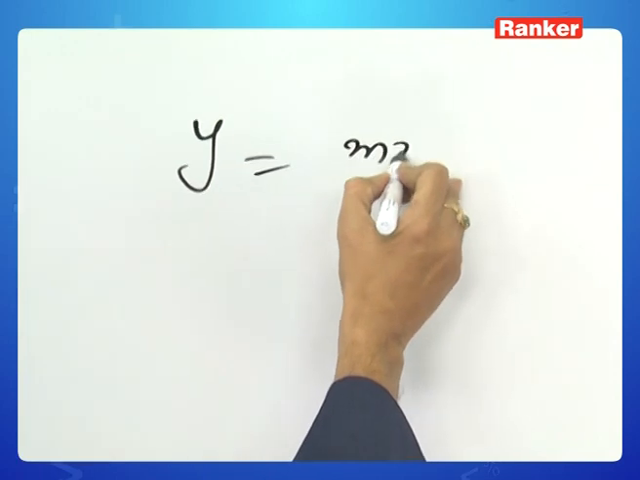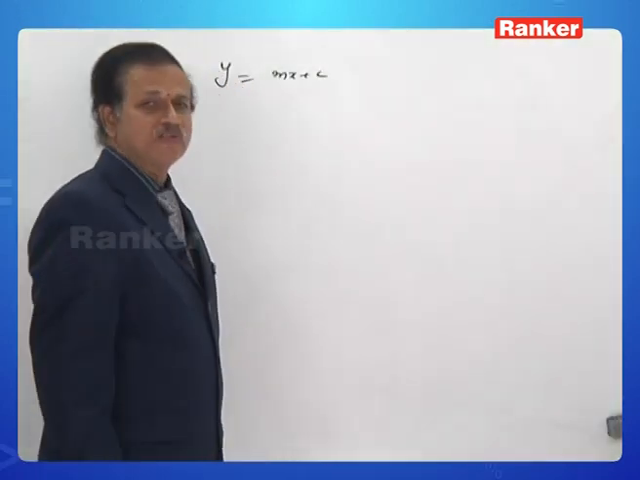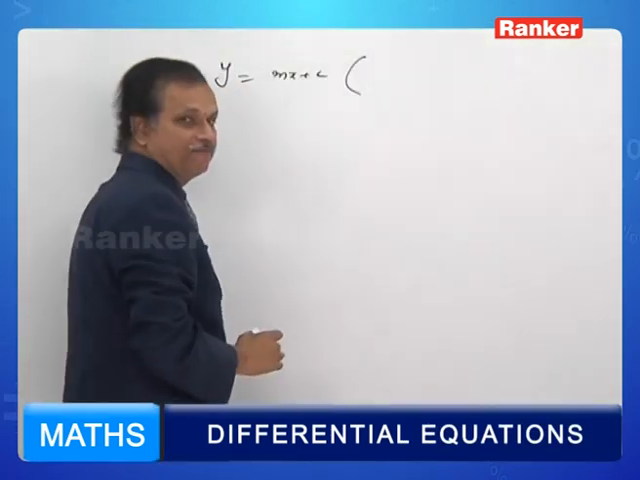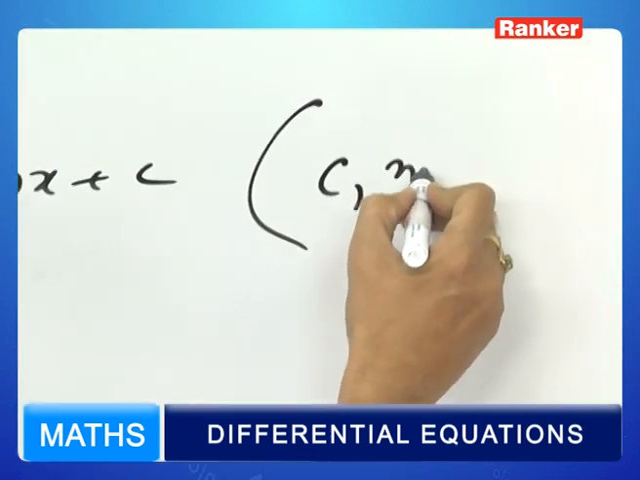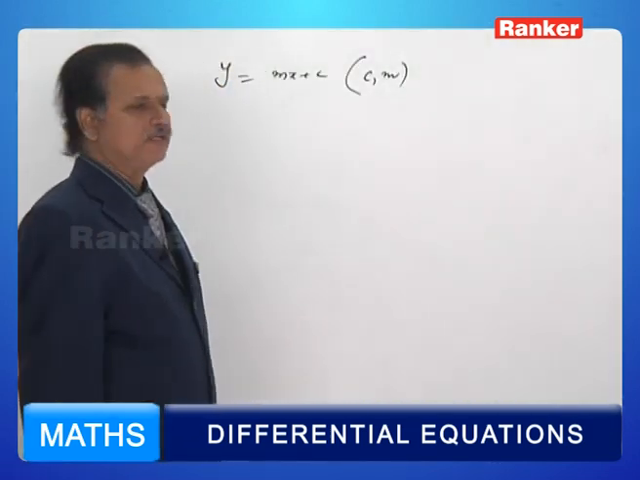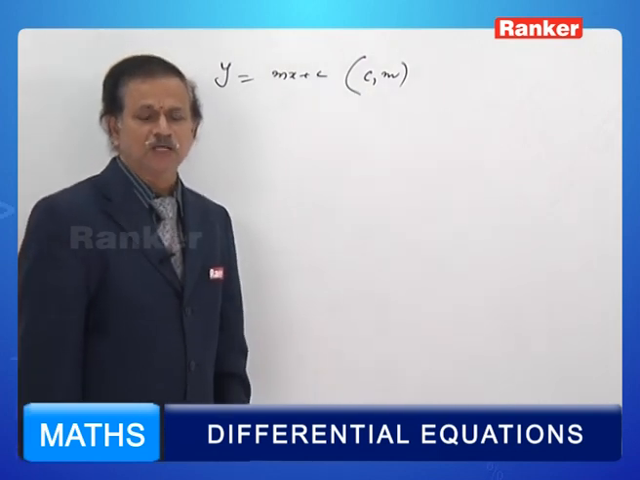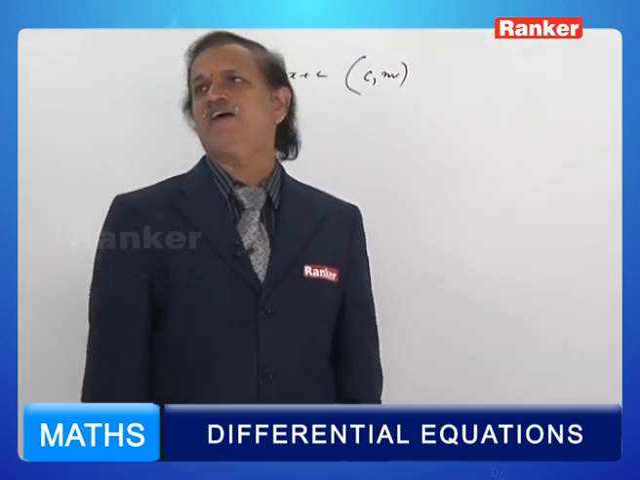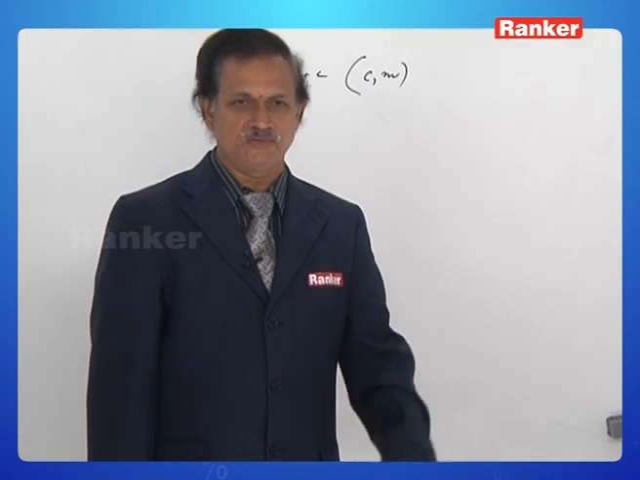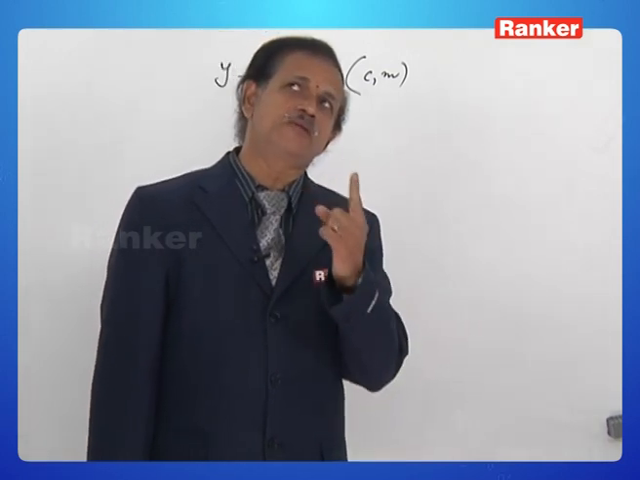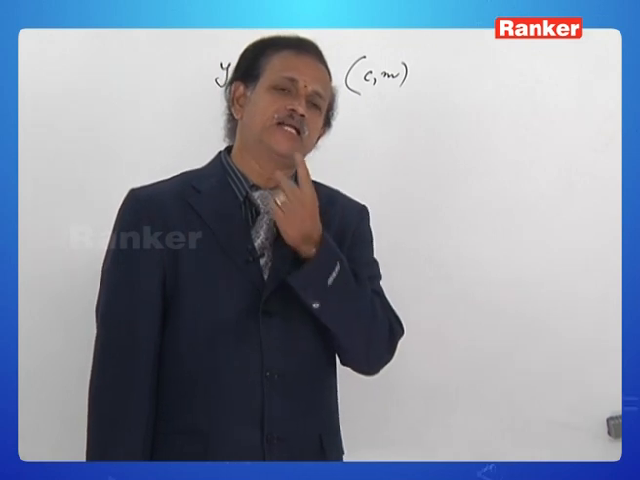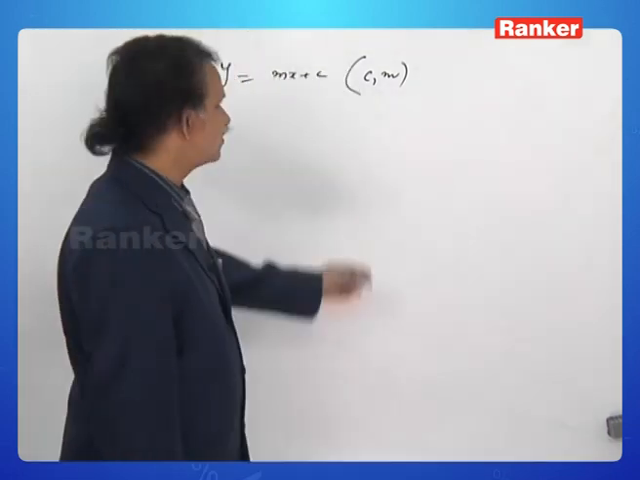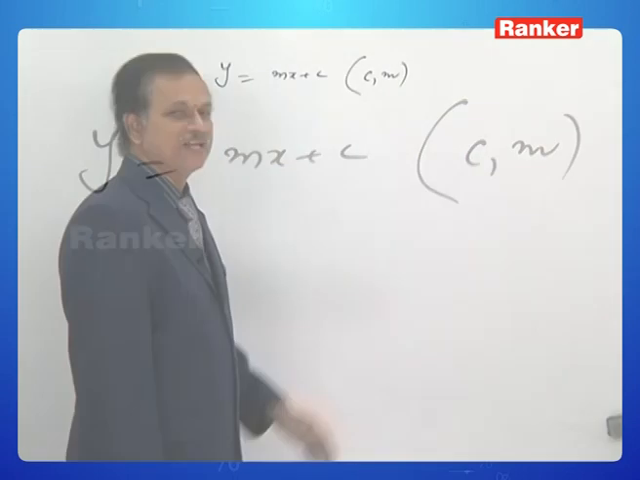y is equal to mx plus c. The question will be, what is the differential equation of the given equation y is equal to mx plus c, eliminating the constants c and m? He gives, of course. In some problems, he may not give you. Suppose, what is the differential equation of the family of all circles centered at origin? We know that x square plus y square is equal to r square. r is the arbitrary constant or parameter. You eliminate that. In most of the cases, he gives the constants which are to be eliminated.